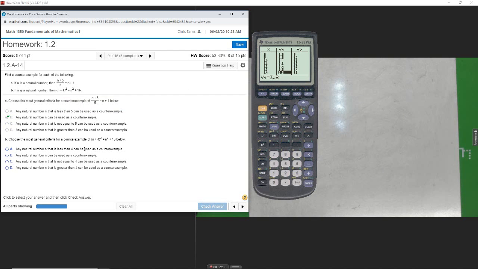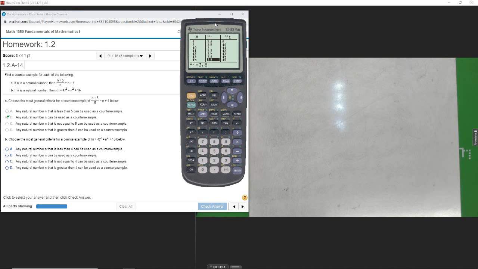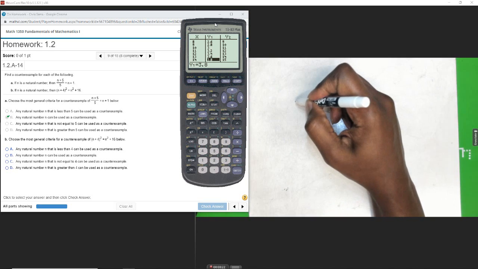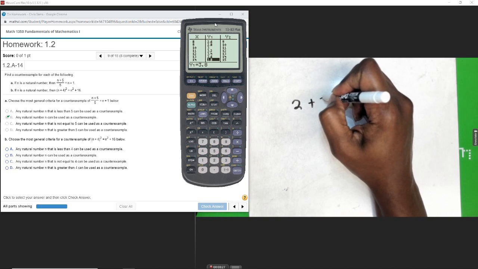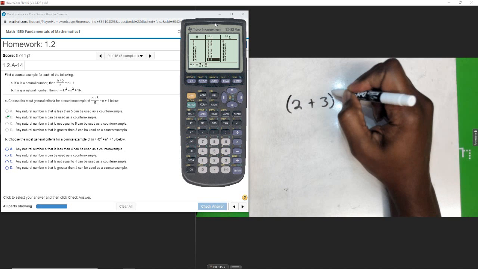Okay, now it says choose the most general case. So it says given a counterexample for (n + 4) squared equals n squared plus 16. So this is that general freshman dream I think that people want to do. I'll just give two numbers. Say 2 plus 3 in parentheses squared.